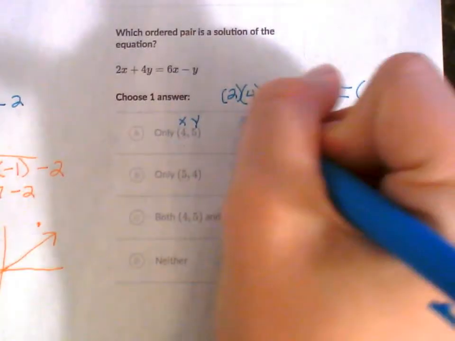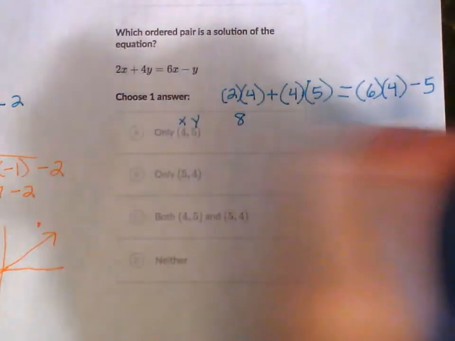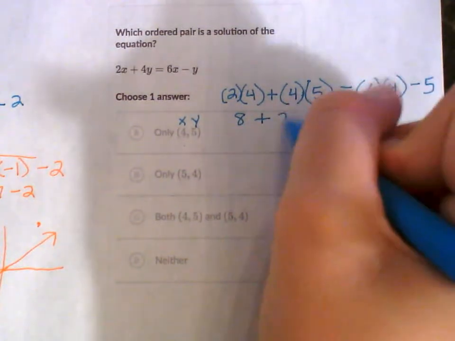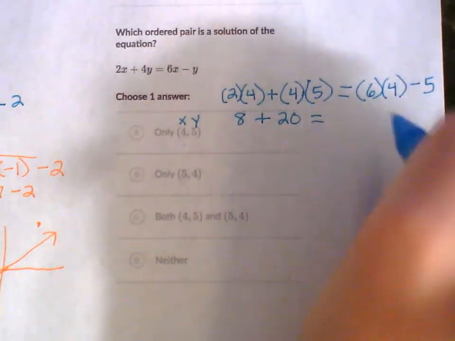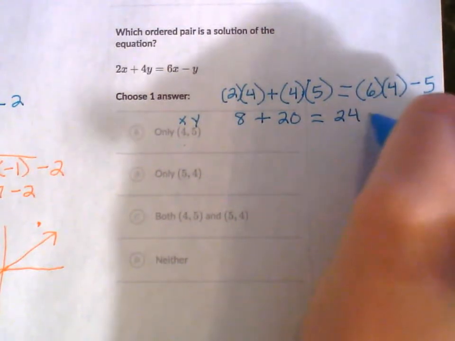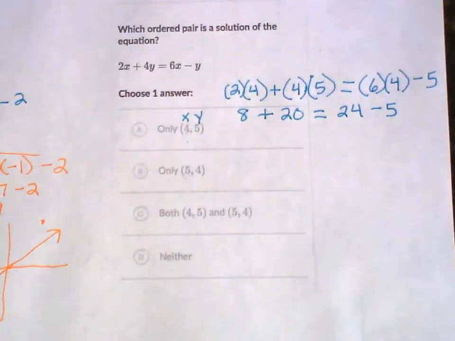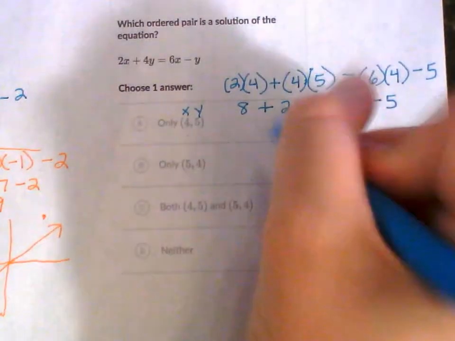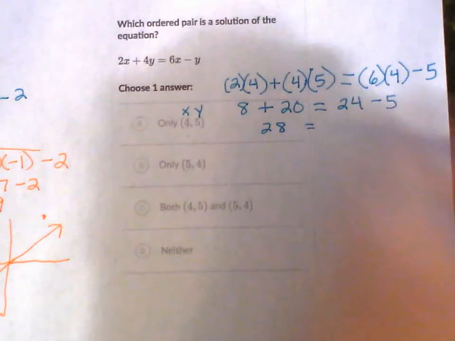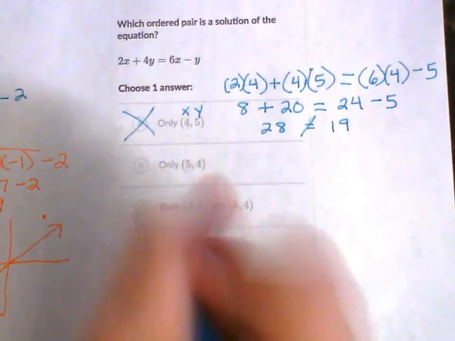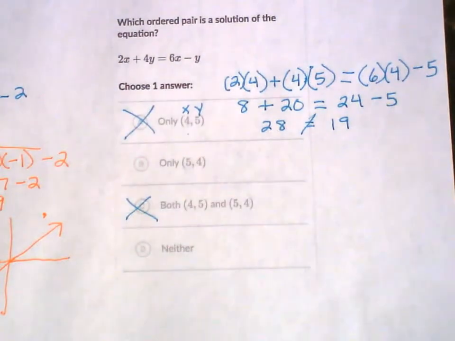Okay, so I plugged in 4 for our x and 5 for the y. So 2 times 4 is 8. We have to multiply before we can add or subtract. That's order of operations. 4 times 5 is 20. Equals 6 times 4 is 24 minus 5. Okay, so now let's simplify. Combine like terms. 8 plus 20, 28. 24 minus 5, 19. No. So no, it's not that one, and it's not both of them.